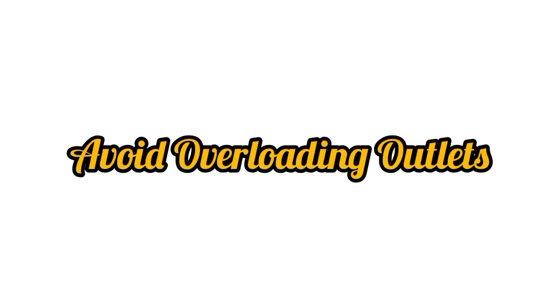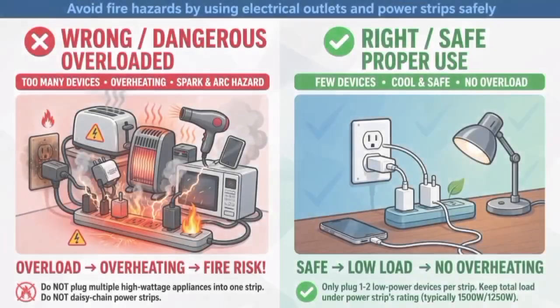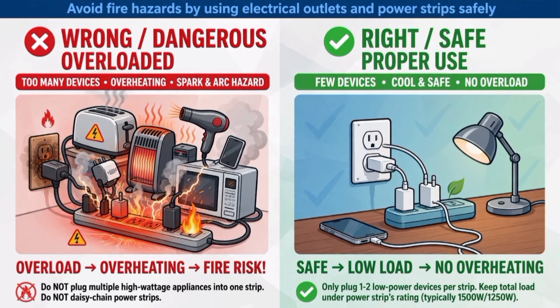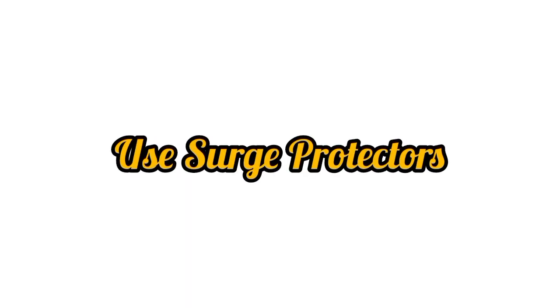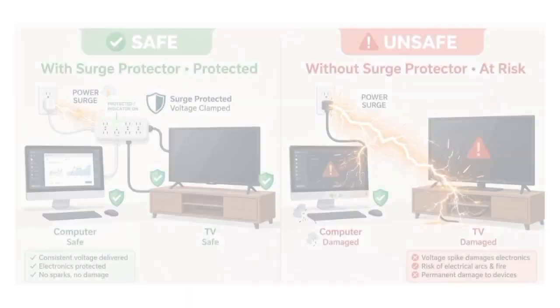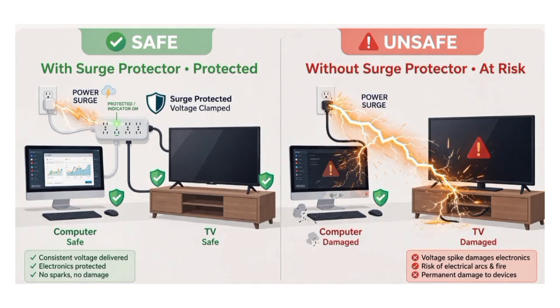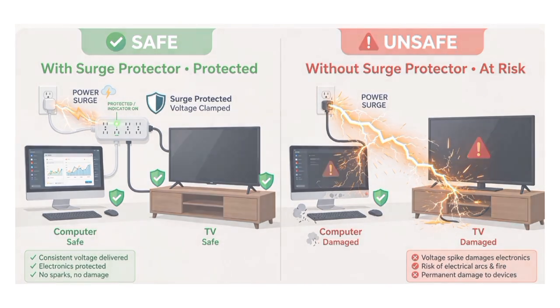Avoid overloading outlets. Do not plug too many devices into a single outlet or power strip. Overloading can cause overheating and potentially lead to electrical arcs. Use surge protectors. Surge protectors can help protect your devices from power surges, which can sometimes cause electrical arcs. Make sure to use them for sensitive electronics.